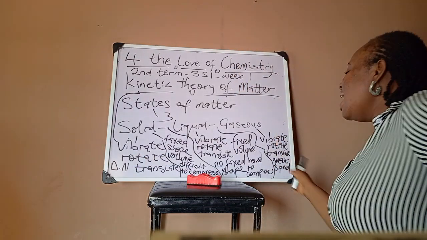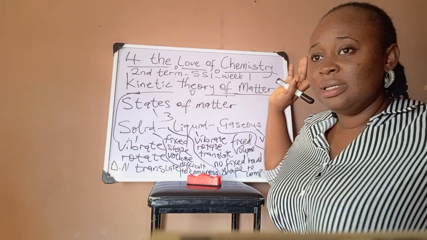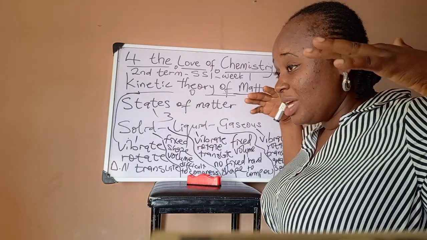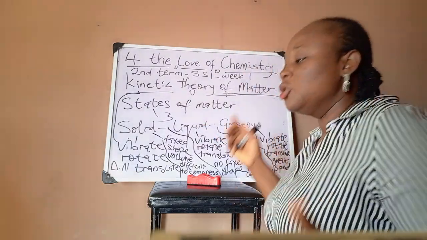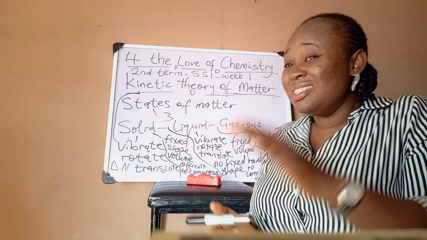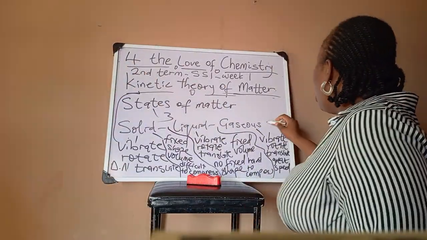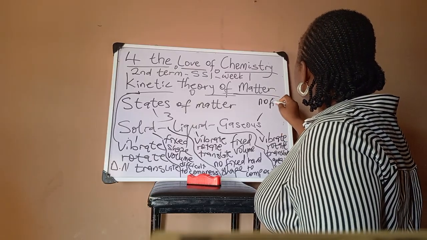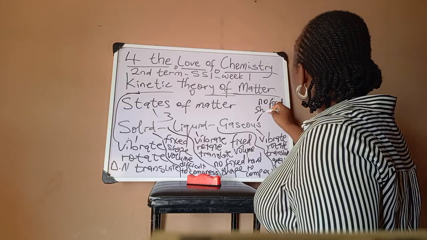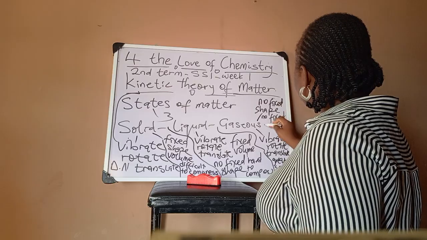Then when it comes to the gas, it has neither fixed volume nor fixed shape, because wherever it comes, it spreads out. So it occupies the volume of the container. The size of the volume of the gas is the volume of the container. But when you compress the gas to see the actual volume of the gas, you see that it is very small compared to how it has spread itself. So it has no fixed shape, no fixed volume.